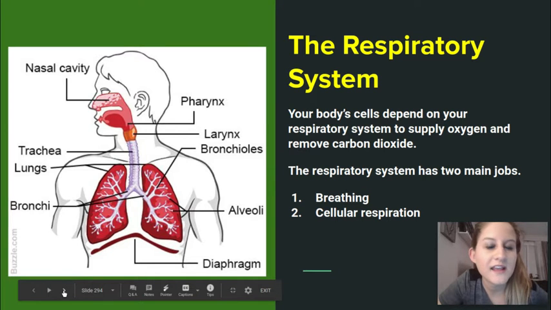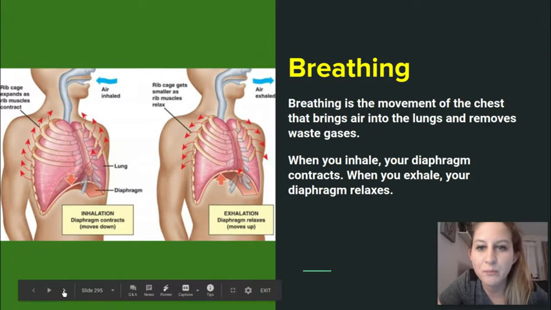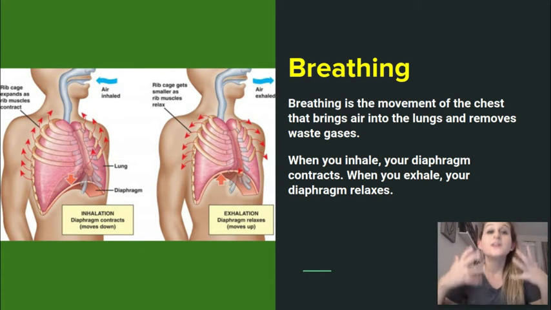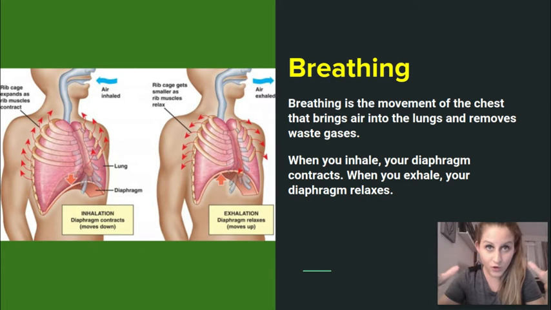So let's go ahead and start talking about breathing. Breathing is the movement of the chest that brings air into the lungs and removes waste gases. If you look at this diagram to the left of your screen, you can see that the person on the left is inhaling, right? When you breathe in, you inhale, you take in oxygen, and when you breathe out, you exhale. You exhale carbon dioxide and water.